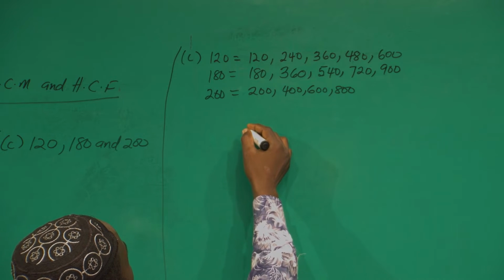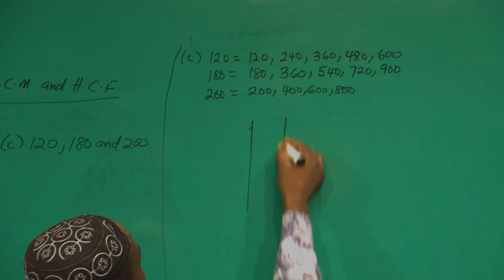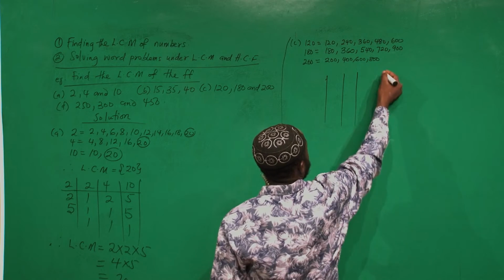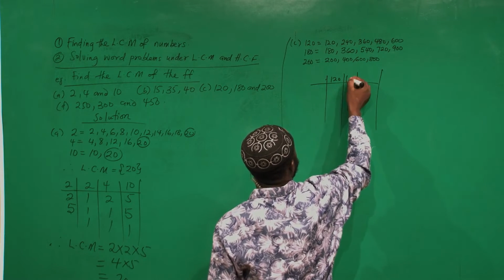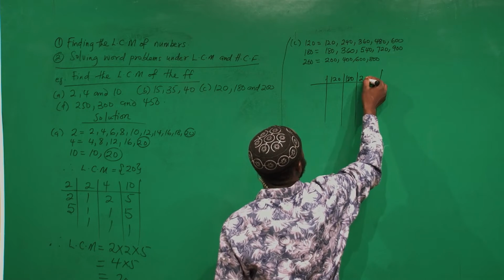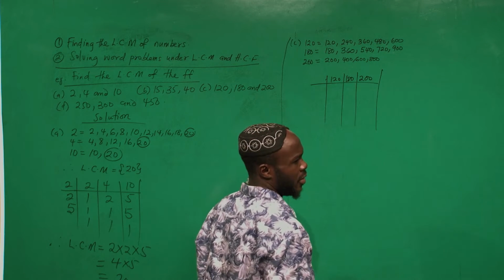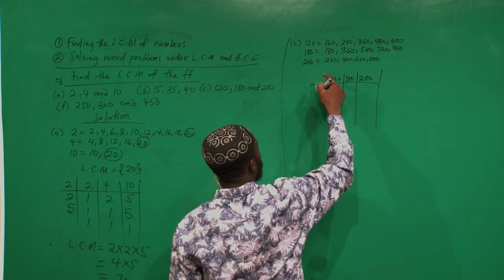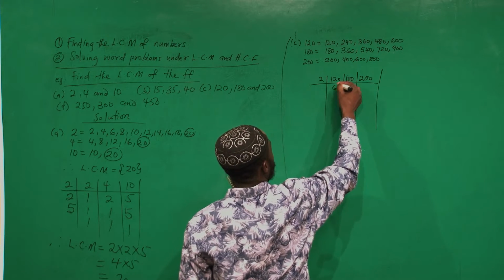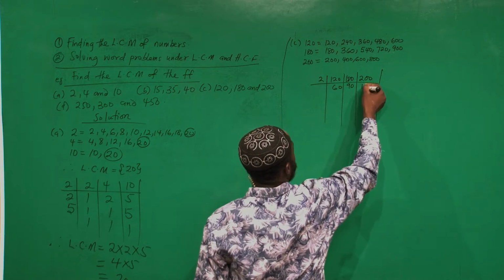So we bring the second method, our table method. We have 120, we have 180, we have 200. We solve till we get 1, 1, 1, then we stop. So we take our first prime number, which is 2. 2 goes here 60, goes here 90, goes here 100.